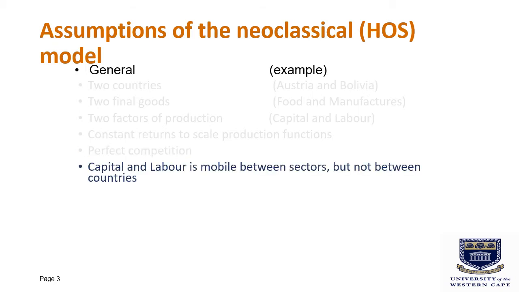We're also assuming capital and labor are mobile, but mobile only within a country, but not between countries. So it won't move from Bolivia to Australia or from Australia to Bolivia. There's no labor movement there. There's no capital movement there. But within Australia, where they have two sectors, the food sector and the manufacturing sector, labor and capital can move between those sectors.